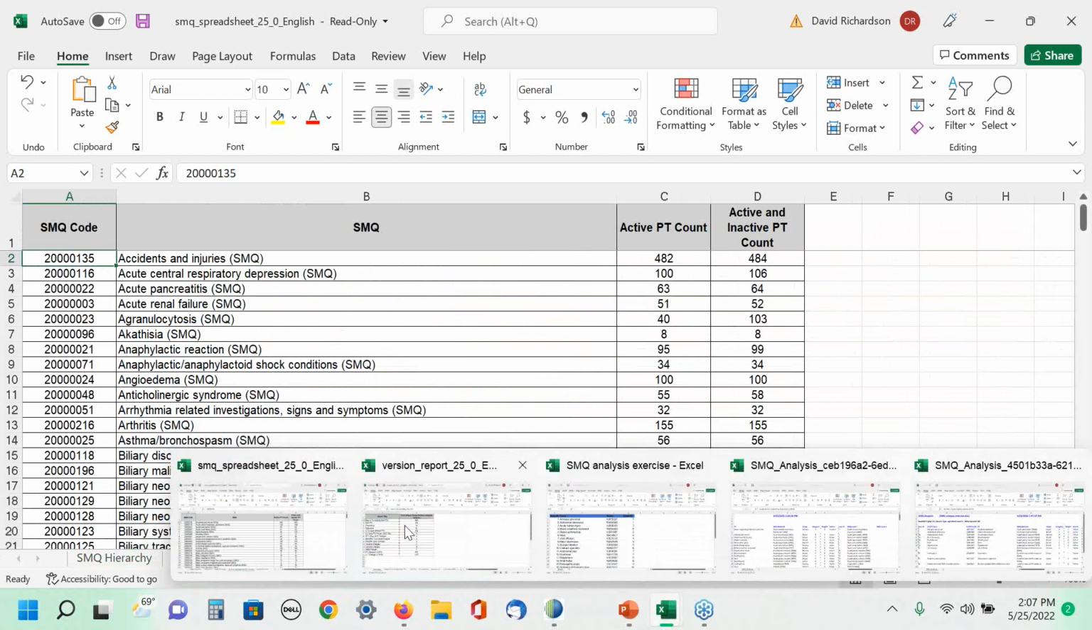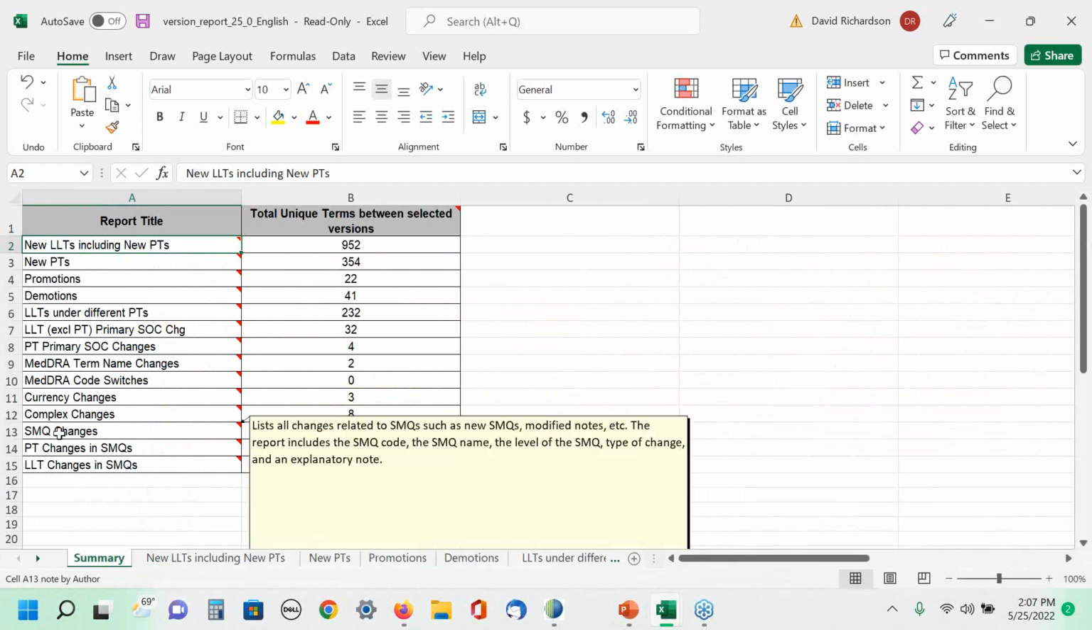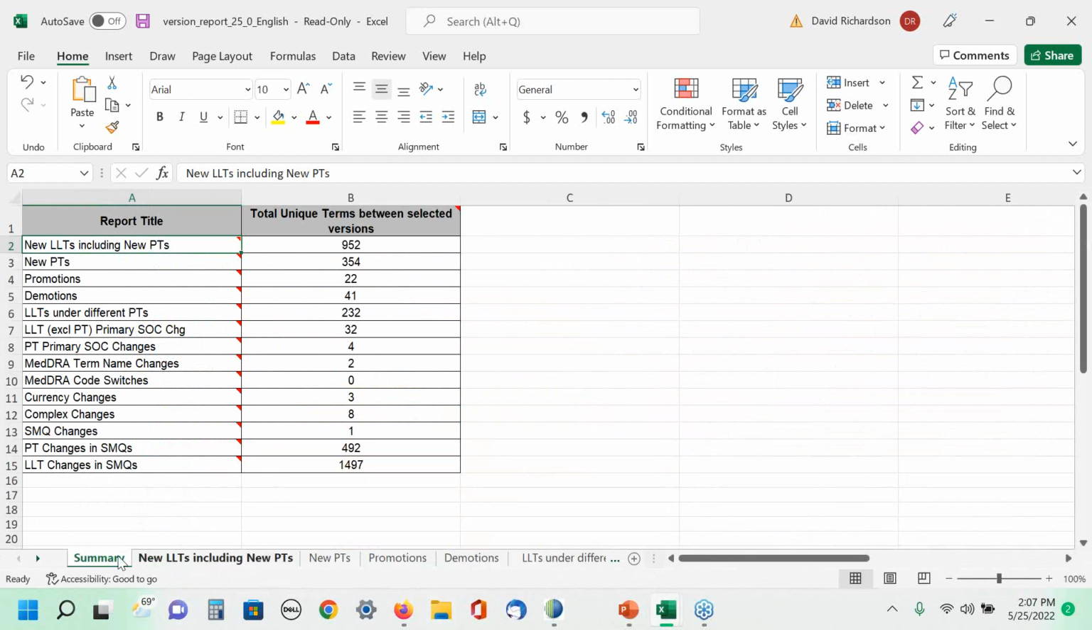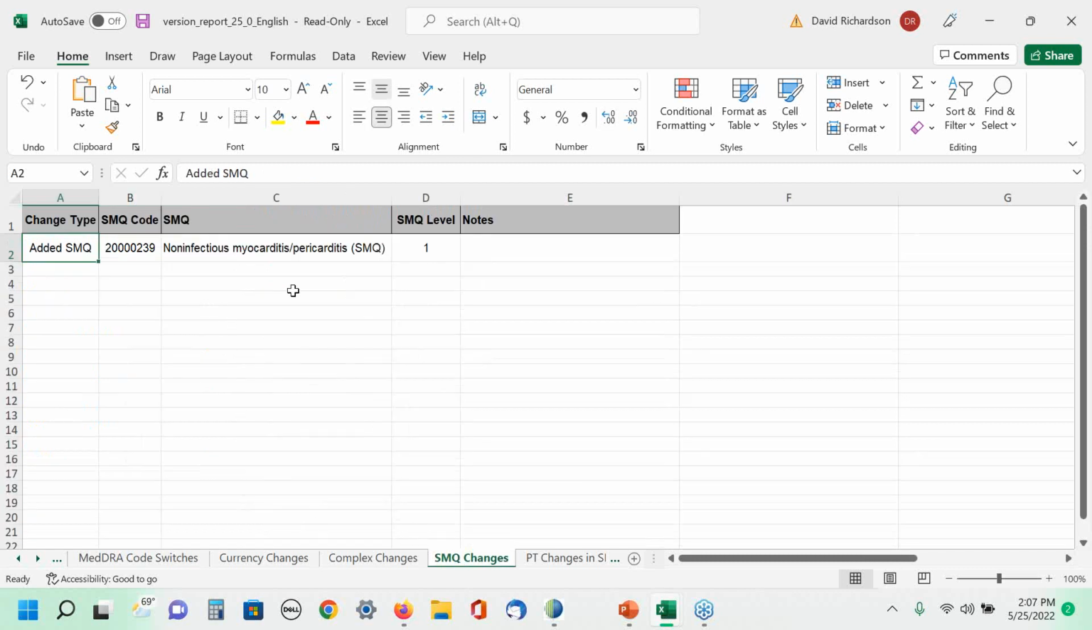The second thing that I want to point out is this version report, where I told you you could look at the SMQ changes. So if I were to scroll across here until eventually I came to the SMQ changes in this particular version report, click on that page, I could then see that in this report, the major change between the two versions was that we added an SMQ. And so this was version 25.0 being compared to version 24.1, where we added the new SMQ, non-infectious myocarditis, pericarditis.